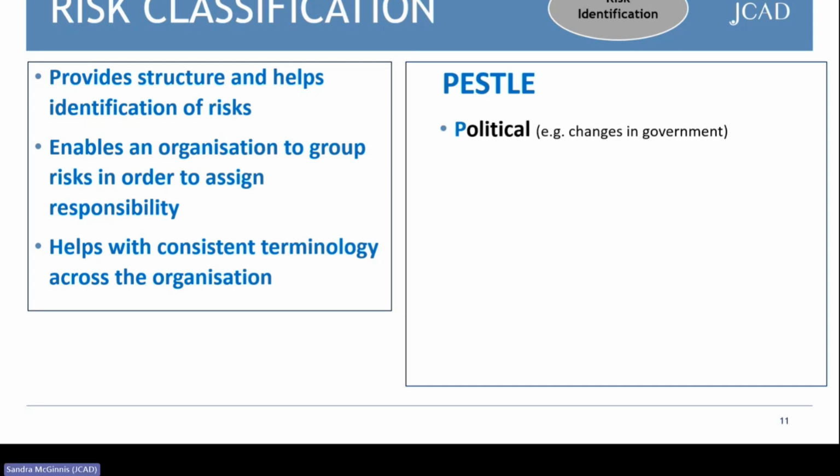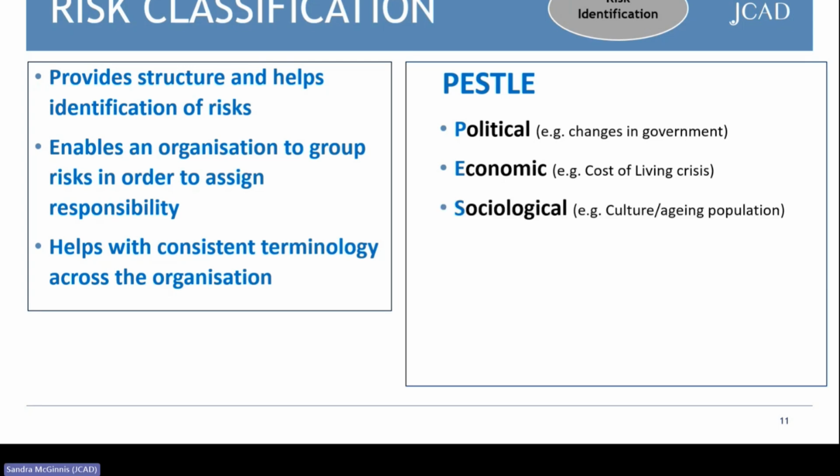So first of all, you have P for political, and this could include any legislation or government guidance. E is economic. This is for risks around economic growth or decline. For example, the cost of living maybe. Your S is your sociological risks, including anything around culture, ageing populations. T is technological, so anything around technology, so cyber risks or AI risks.